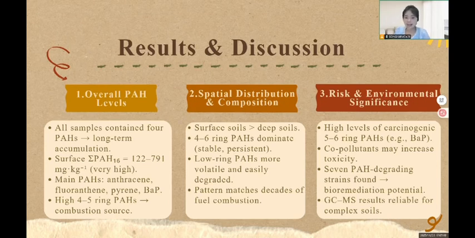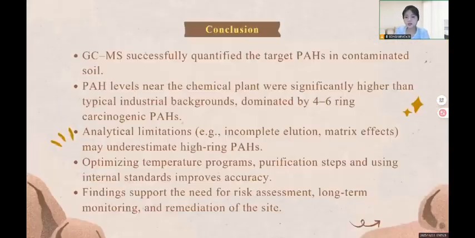Our GC-MS method worked well, even though the soil was complicated. To conclude, the GC-MS successfully measured the PAHs in the soil. The levels near the chemical plants were much higher than the regional background levels. There are also some limitations in our testing, but by improving the temperature programming and using internal standards, we can get more accurate results. Overall, this finding shows that the area needs risk checks, long-term monitoring, and cleanup actions.